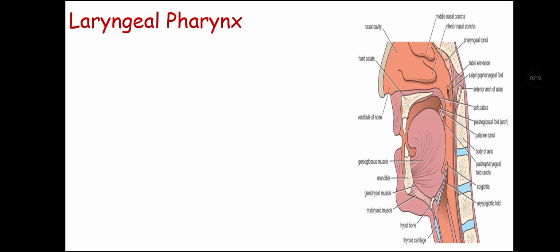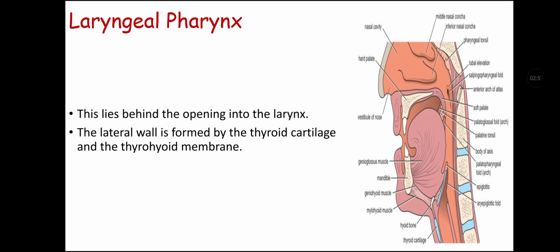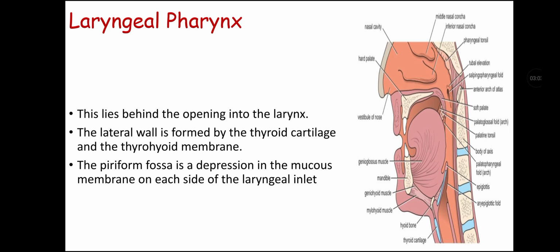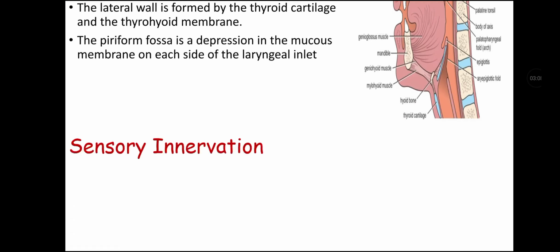Now let's talk about third part of pharynx, that is laryngeal pharynx. This lies behind the opening into the larynx. The lateral wall is formed by thyroid cartilage and the thyrohyoid membrane. The pyriform fossa is a depression in the mucous membrane on each side of laryngeal inlet.